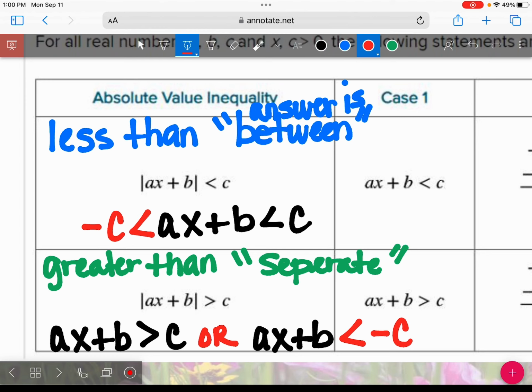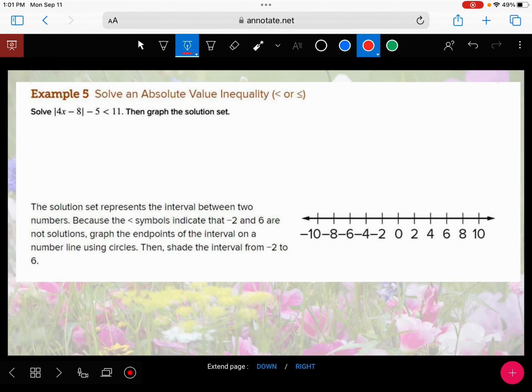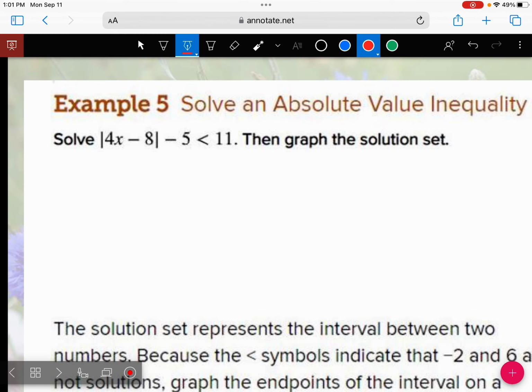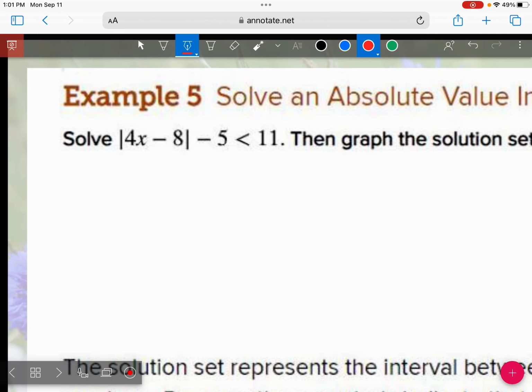So let's go ahead and do our first example. So the first thing we have to figure out is, is it a greater than or is it a less than? Because we treat greater than differently than a less than. It's totally different the way we're going to treat it. Okay, so when we look at this first example, this is what kind of inequality? Is that a greater than or a less than? Less than, okay. So it's going to fall between two numbers.